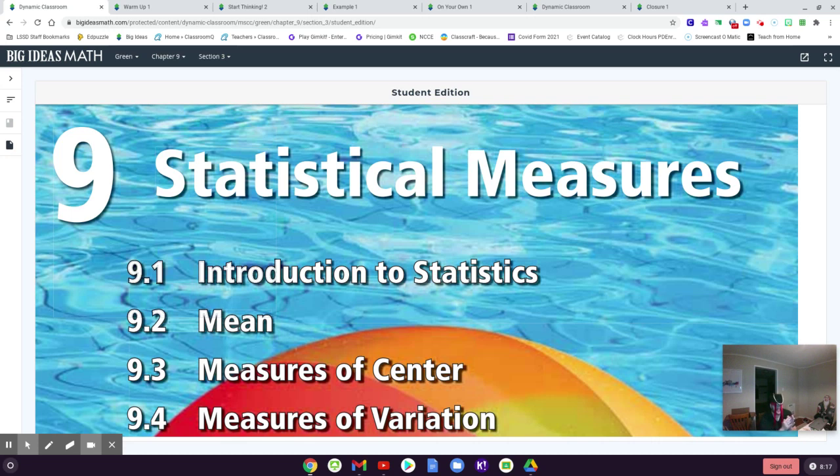Well, ahoy there, mateys. We are going to wrap up the whole school year now with 9.4. It says measures of variation. What we're going to do is called the range, and that's it. And then we're done with the book. Woo! Okay, here we go.